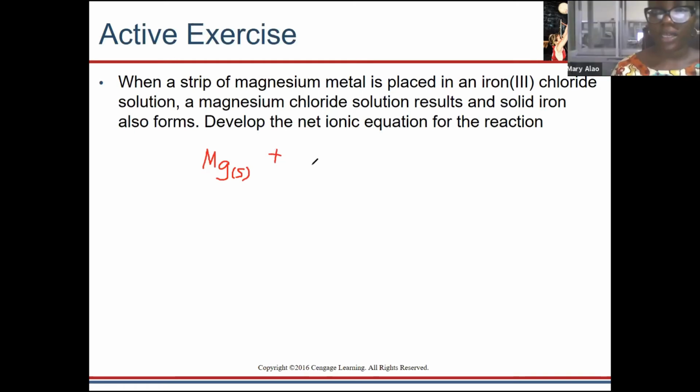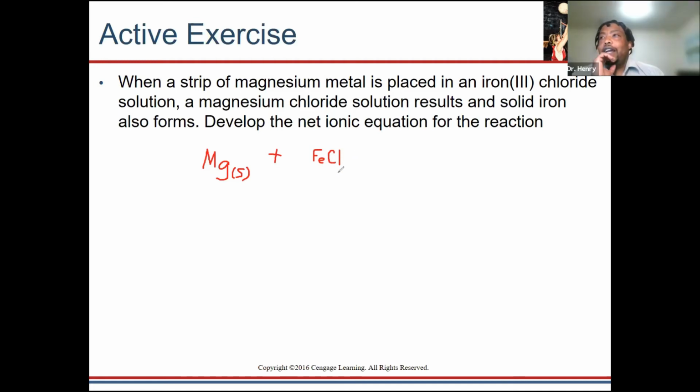That is an iron 3 chloride, which should be FeCl3. FeCl2? Nope. You had it right the first time. FeCl3, okay. And it's a solution, so what am I going to put? Okay, that's AQ subscript.